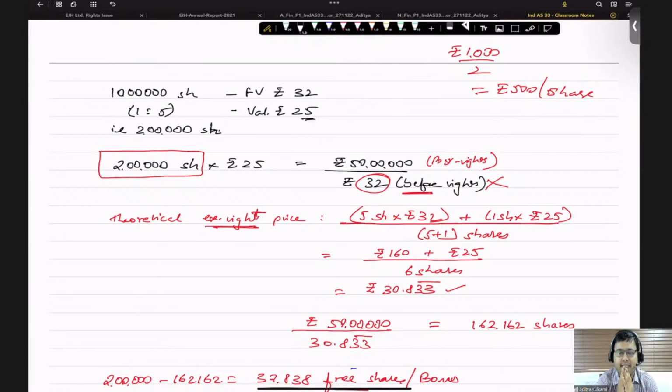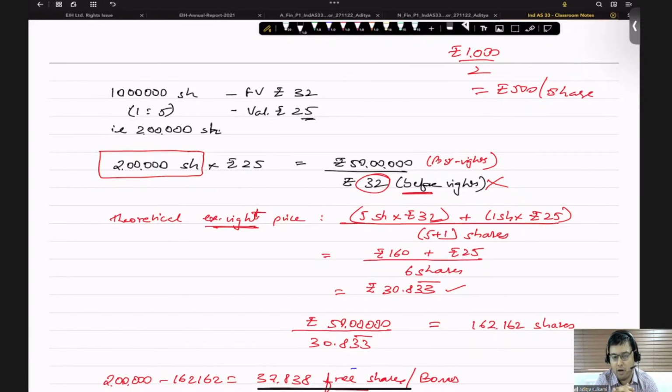So in this case, I had 10 lakh shares having a fair value of 32. I give a rights issue. Those who have 5 shares can take 1 share at rupees 25 each. That means the new price is 25. So therefore, each person will come and subscribe. So 2 lakh into 25, 50 lakh is the money which is coming into the company. Sir, 50 lakh is coming in. Can I divide it by 32, which is the existing fair value?